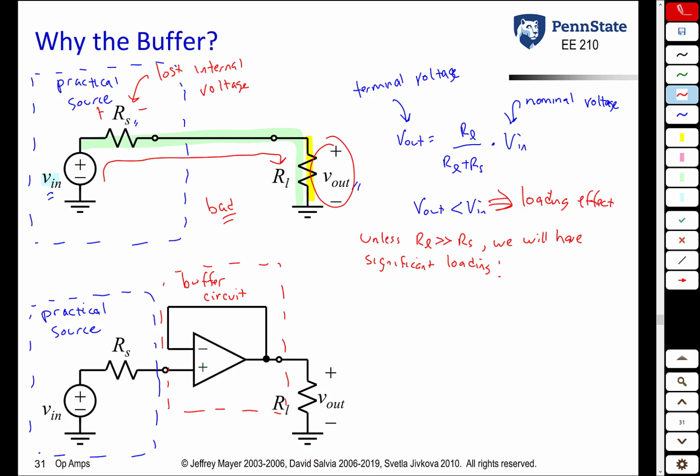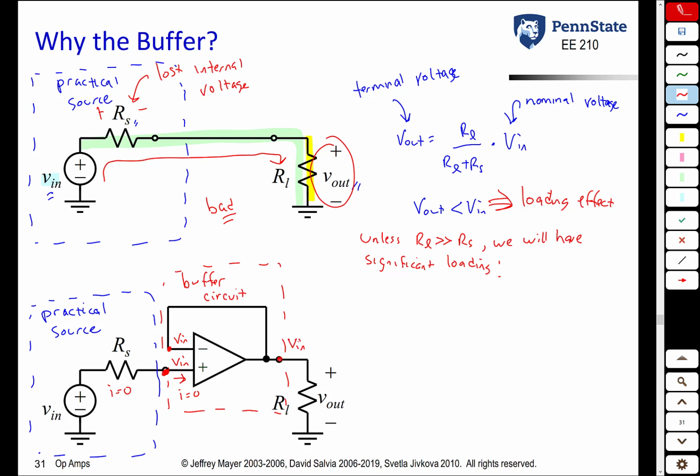Let's see what happens here. What do we know about the current going into the non-inverting terminal of the op-amp? It's 0. So what does that mean about the current flowing through this internal resistance of the source? It's also 0. That means that the voltage at the non-inverting terminal is going to equal the nominal source voltage, or V in. Then, by nature of the virtual short circuit approximation, the voltage here is also V in, the voltage here is also V in.